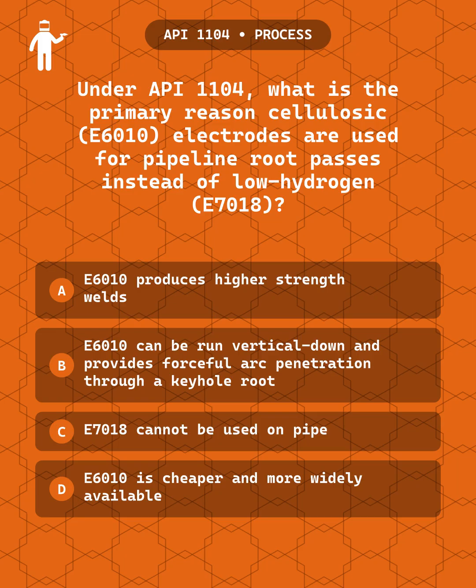Question 6. Under API 1104, what is the primary reason cellulosic E6010 electrodes are used for pipeline root passes instead of low-hydrogen E7018? A. E6010 produces higher strength welds. B. E6010 can be run vertical down and provides forceful arc penetration through a keyhole root. C. E7018 cannot be used on pipe. Or D. E6010 is cheaper and more widely available.